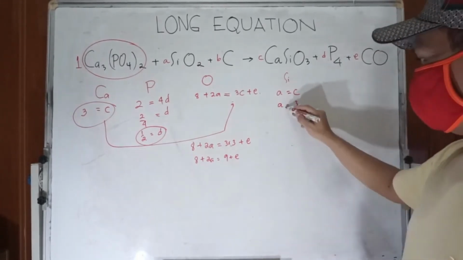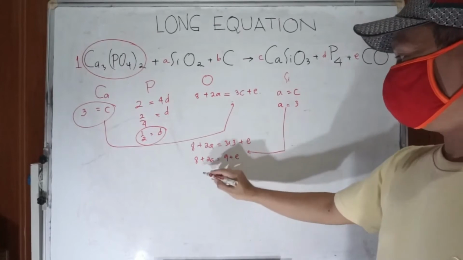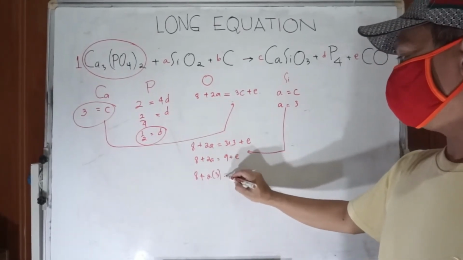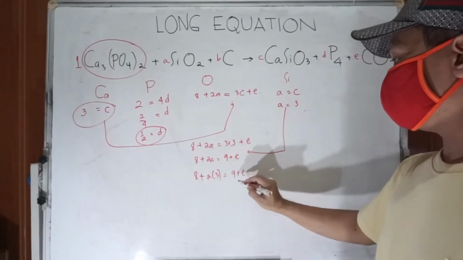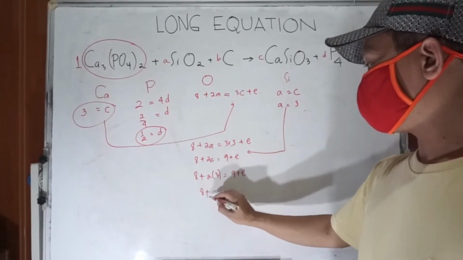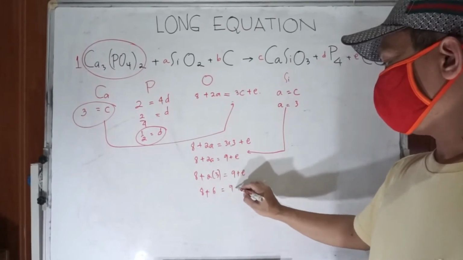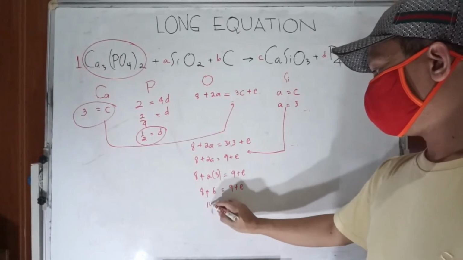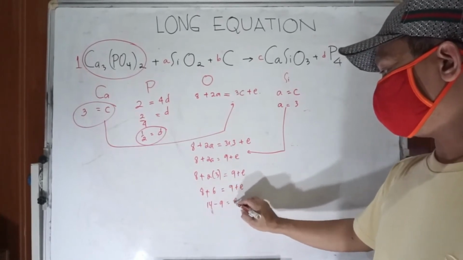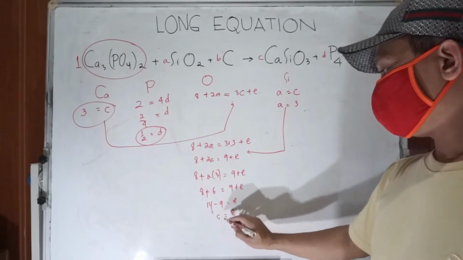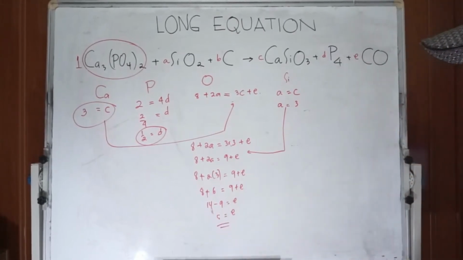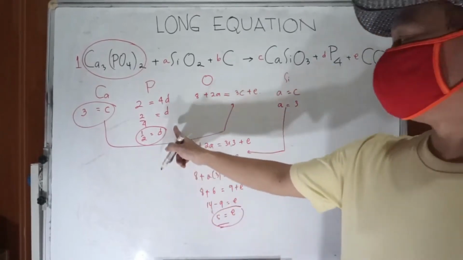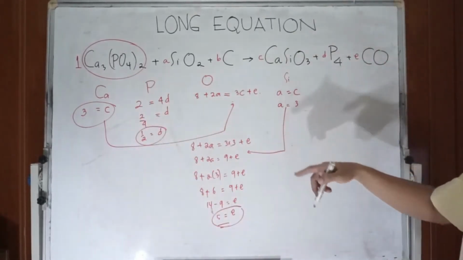So automatically you can insert A equals 3 here. 8 plus 2 times 3 equals 9 plus E. So 8 plus 6 equals 9 plus E, right? So 14 minus 9 equals E. So E is 5. You got it, right? You got E, 5 here. You got D, you got C, you got A.